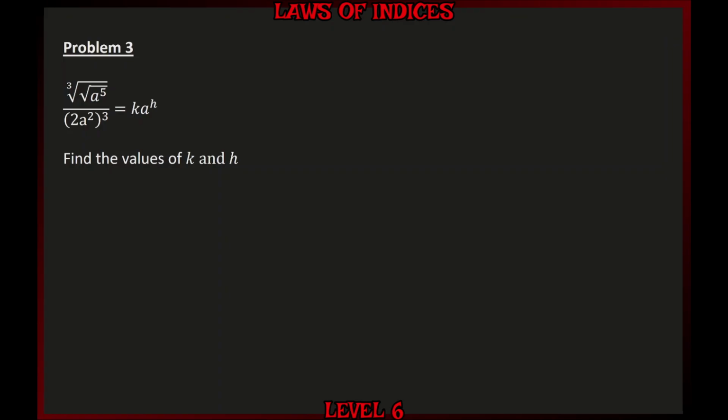So starting with the numerator and starting with the square root of a to the power of 5, we can rewrite this using this law, which tells us that a will have a fractional power on it, and that the numerator of this fraction will be 5 and the denominator is 2. So the square root of a to the power of 5 is equivalent to a to the power of 5 over 2.